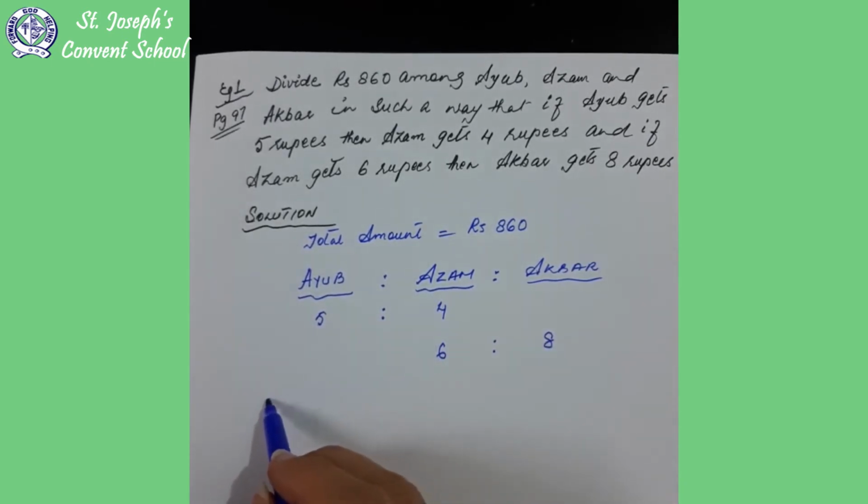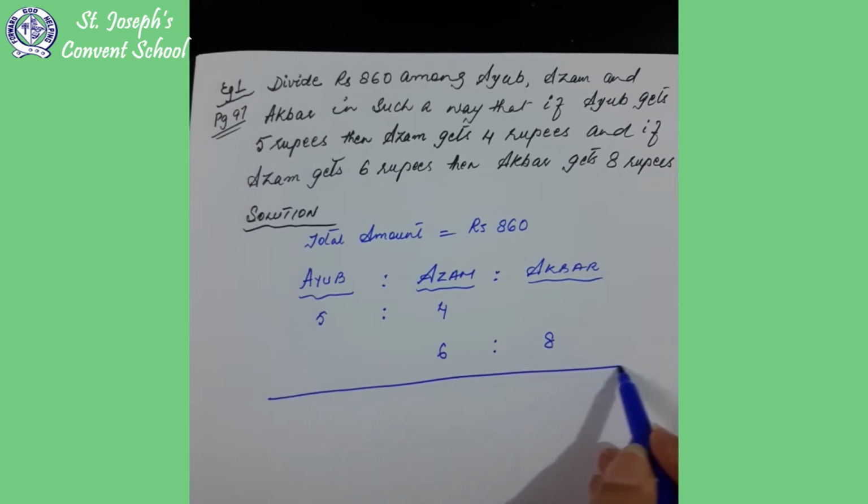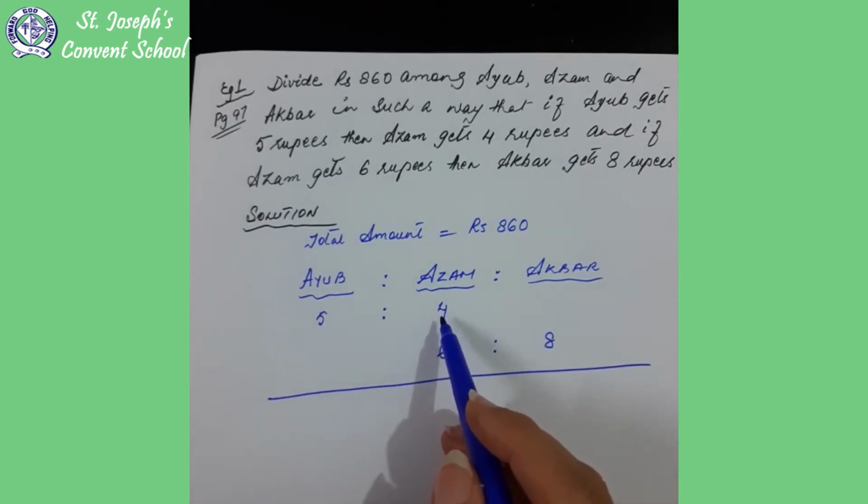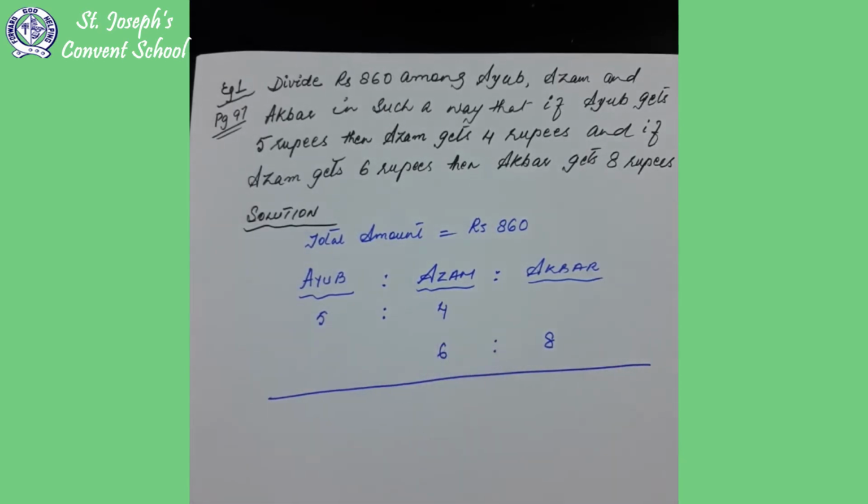Now you can write this. You can see Azam's 4 and 6 are different. In the previous example it was the same, it was common. When the common terms are common, then you can write it once. Now here both are different, 4 and 6, so we will make them the same.